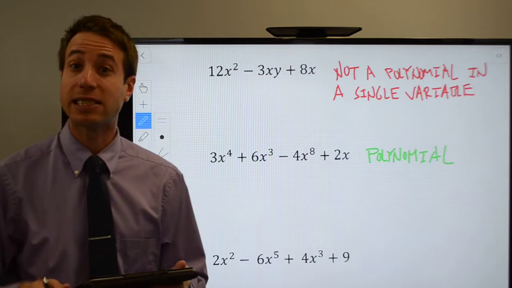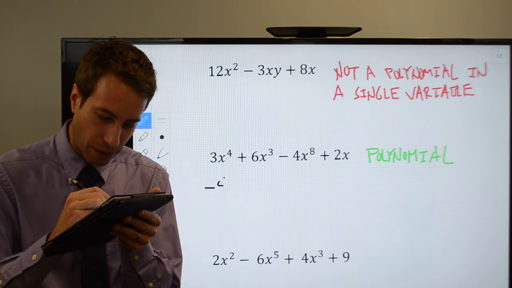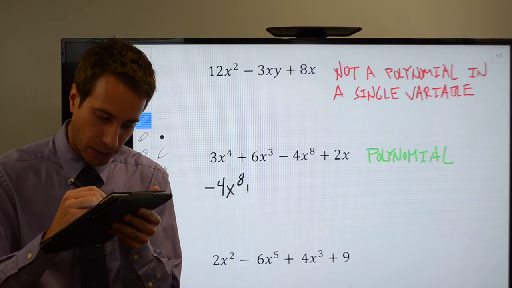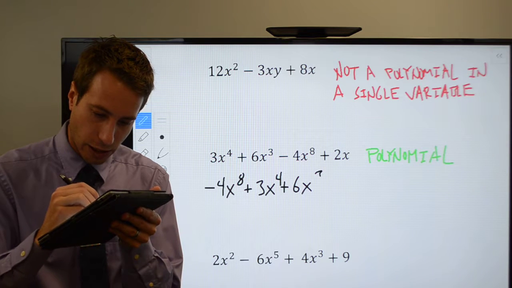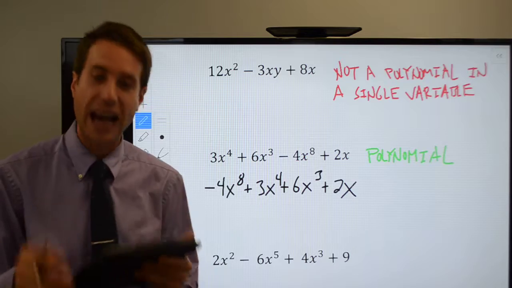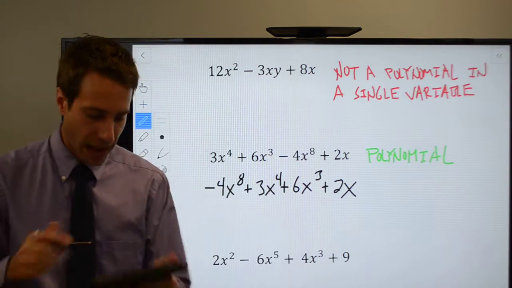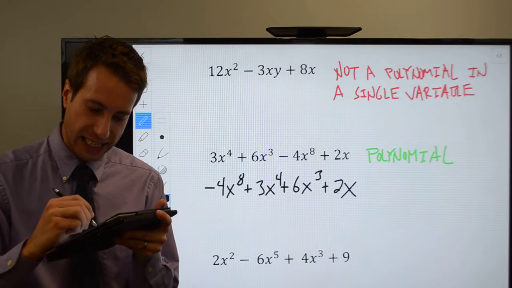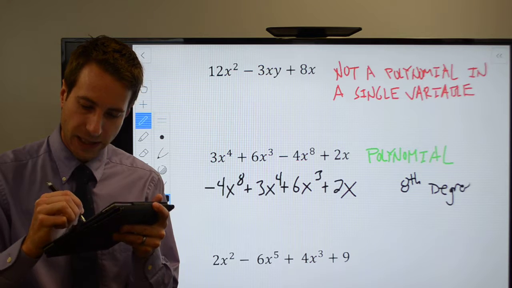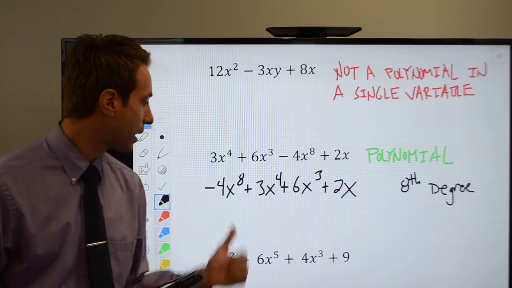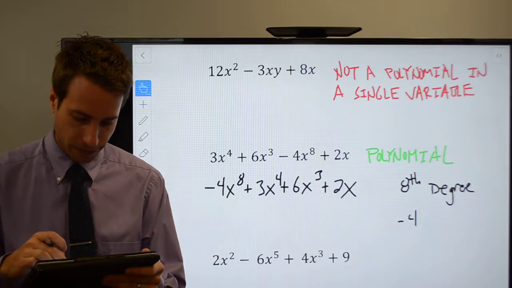It is not in descending order, so I'm going to need to rewrite it. Negative 4x to the 8th plus 3x to the 4th plus 6x cubed plus 2x. Now I have it in descending order: 8, 4, 3, 1. And once I've done that, I now know that it is an 8th degree polynomial, and my leading coefficient is a -4. That's good work. Let's go ahead and try another one.